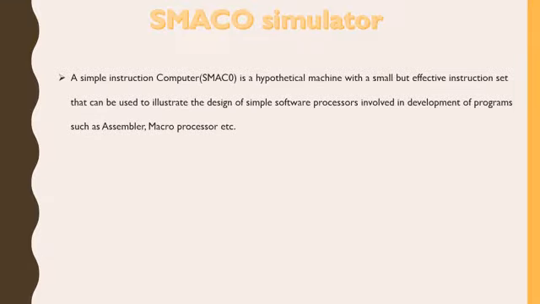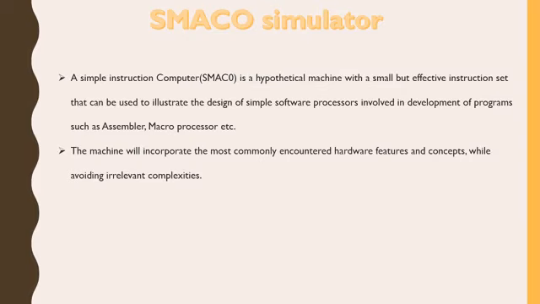What is a SMACO simulator? SMACO, or Simple Computer, that is a simple instruction computer, which is known as SMACO. It is a hypothetical machine with a small but effective instruction set that can be used to illustrate the design of a simple software processor involved in developing programs such as assembler, microprocessor, etc. Basically, the machine will incorporate the most commonly encountered hardware features and concepts while avoiding irrelevant complexities.